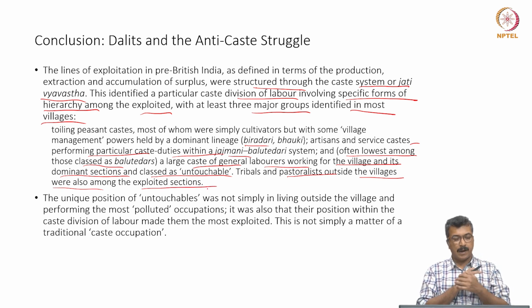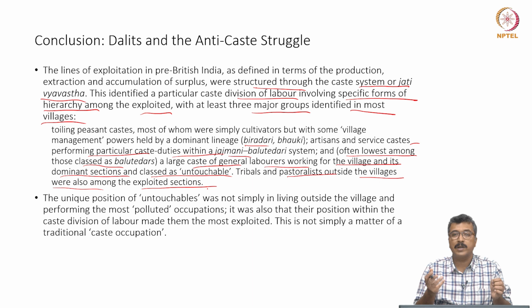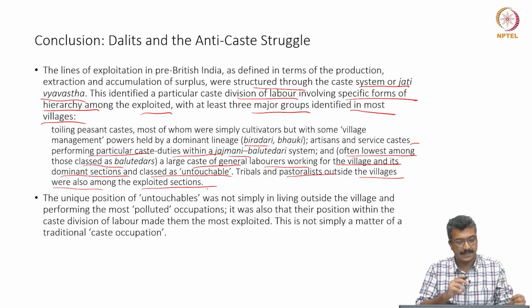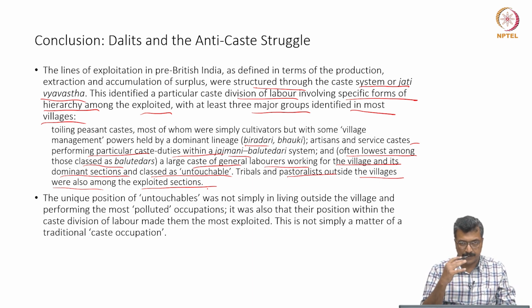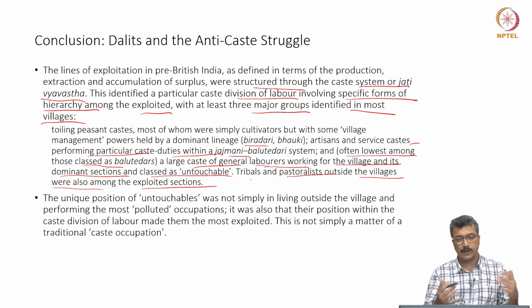So she talks about these as the castes which can be seen as exploited castes. Okay, so this does not include the Brahmins. This does not include the Kshatriyas. This also does not include Vaishyas to a large extent. It starts with the toiling peasant caste, most of whom were simply cultivators, but with some village management powers held by dominant lineage, then artisans, and then the Dalits, a large caste of general laborers, and then, of course, the tribals and pastoralists, who were kind of outside.